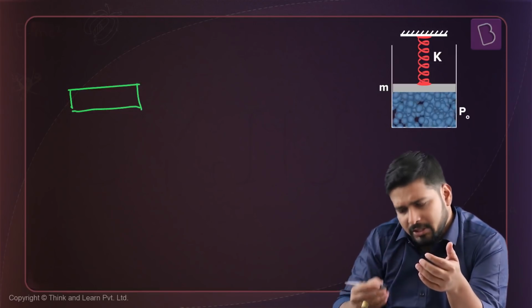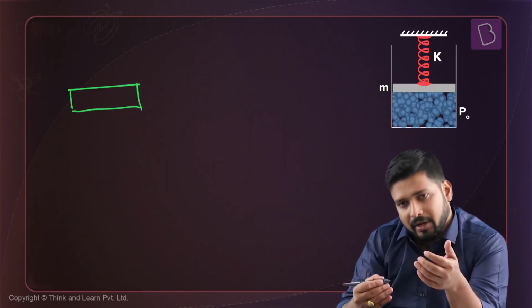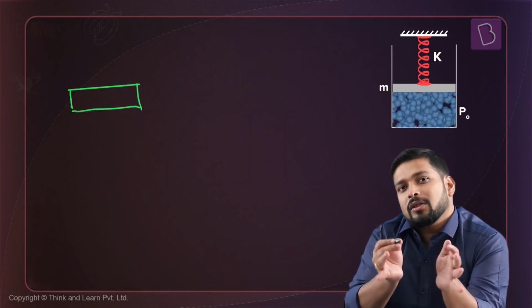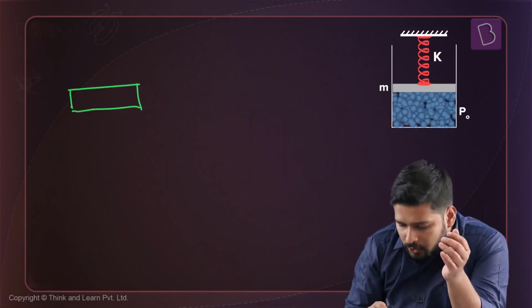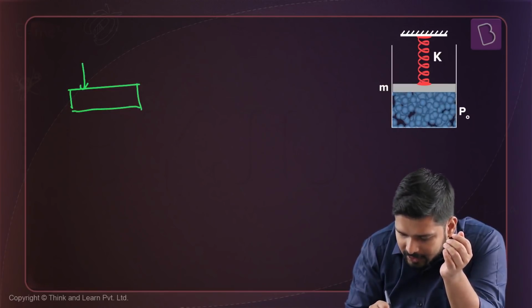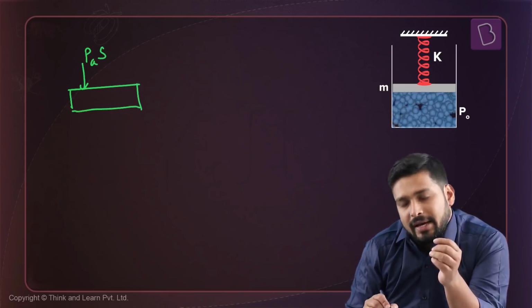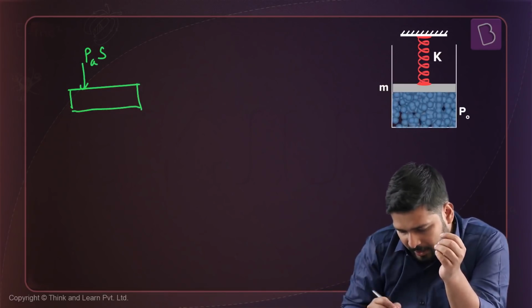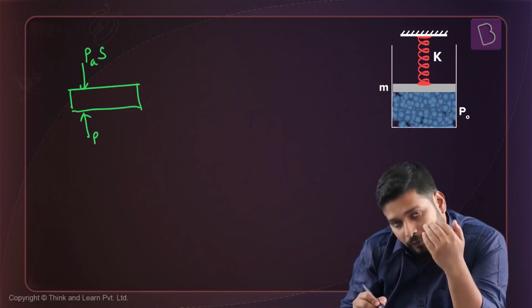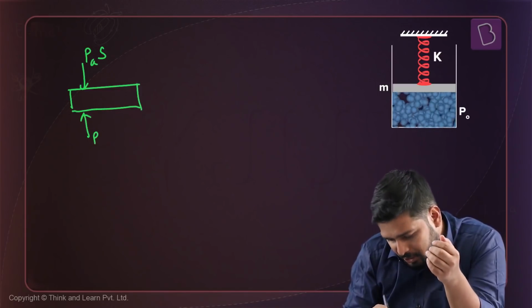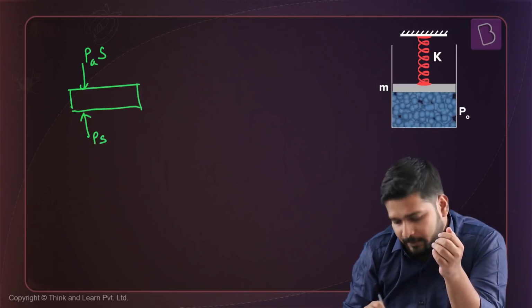We will just draw a free body diagram and figure out that in equilibrium all the forces must be balanced, right? So if you look at the first force, that is the force because of pressure of atmosphere. So I can write this as PA times S, and this will be in the downward direction, right? The force on the piston because of the pressure of the gas will be equal to P times S.